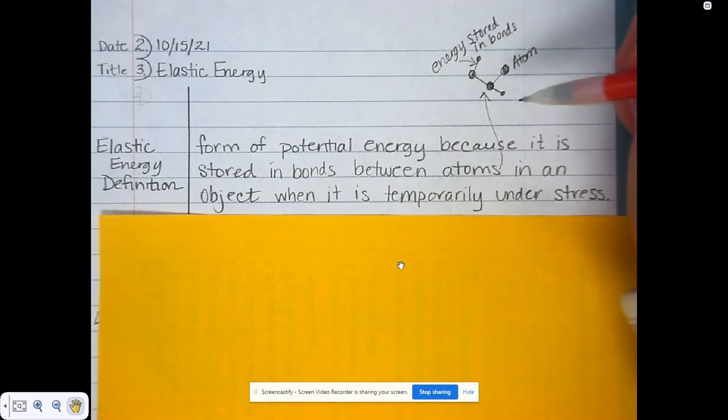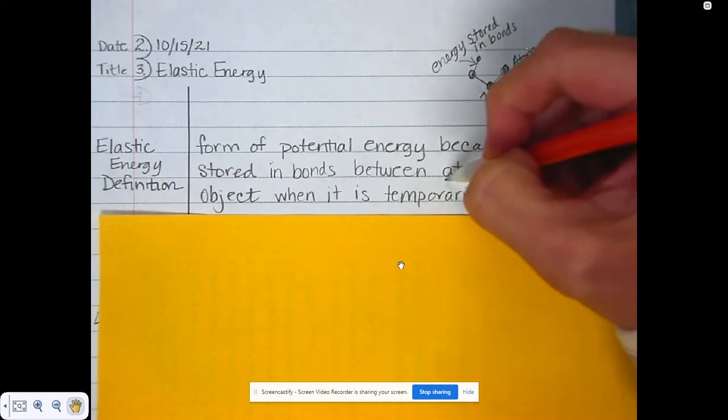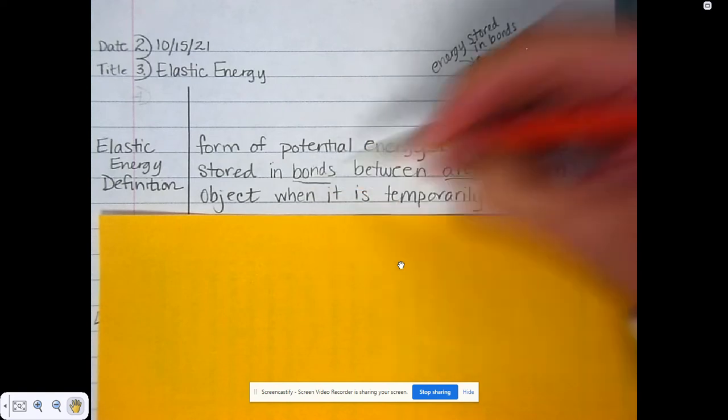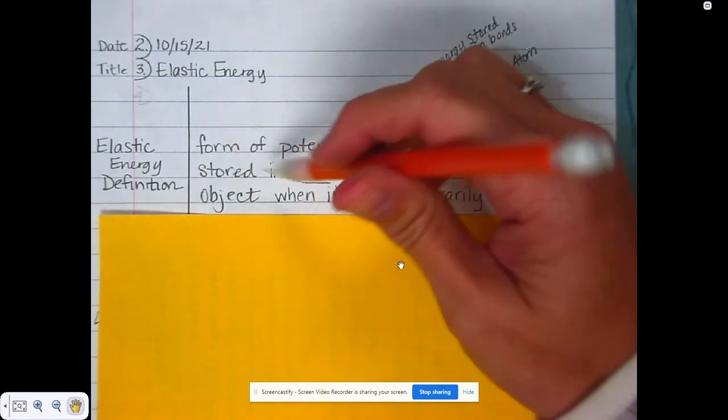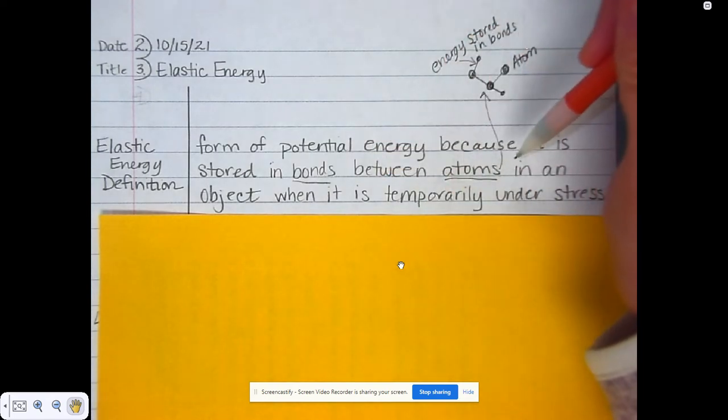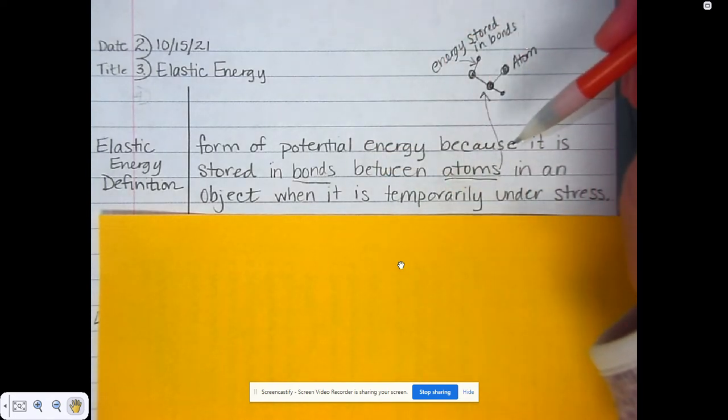I might even add that. But at least now when I'm looking at this word atoms and I'm looking at the word bonds, I have a visual that makes a little bit more sense. So when I get to a question or a word that I'm not sure of, I need to go and look beyond. It doesn't do me any good to just write down stored in bonds between atoms if I don't understand what that means. So it's super important to kind of stop, check yourself.